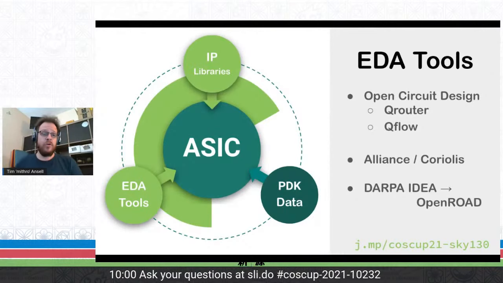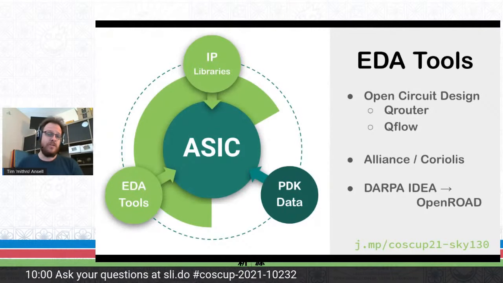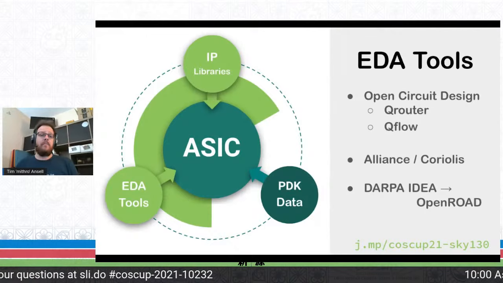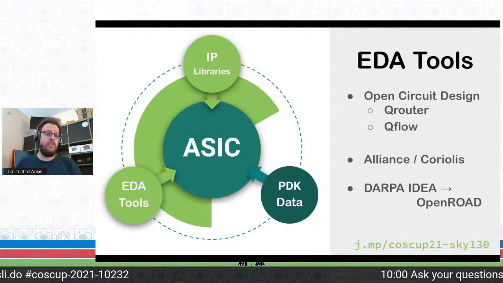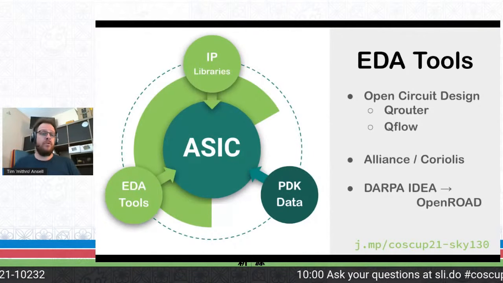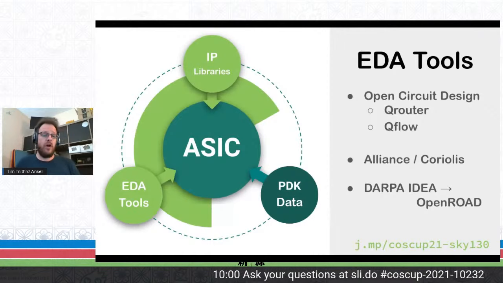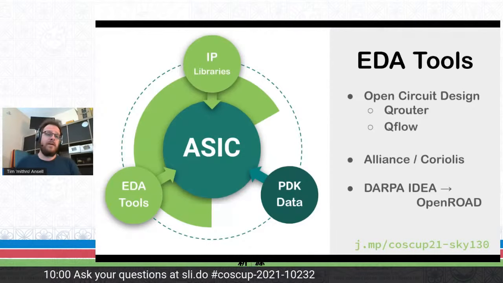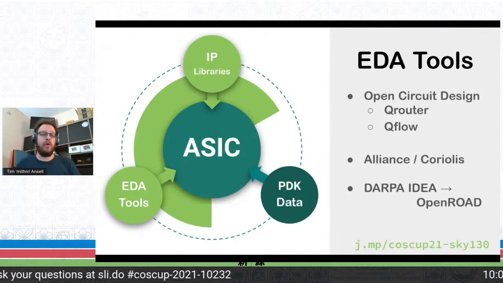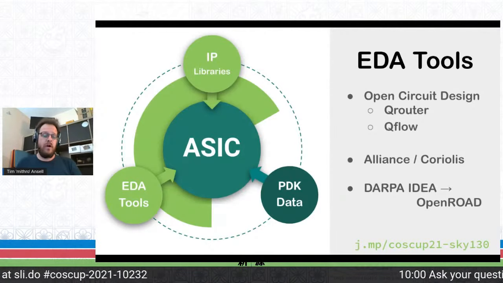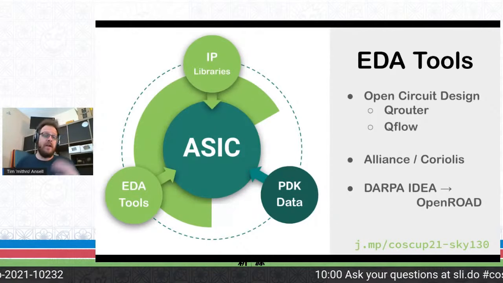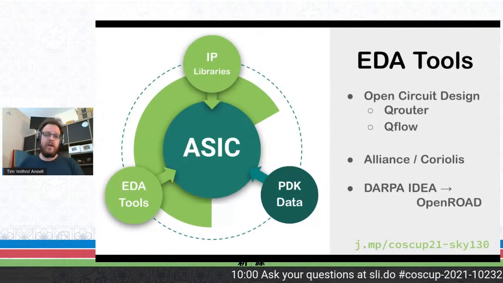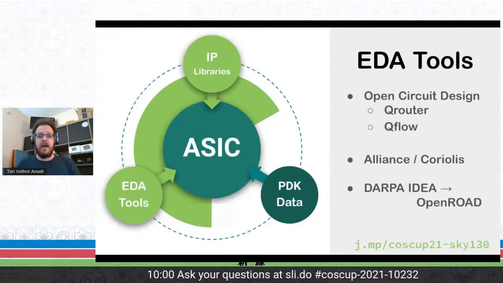It turns out there's also been open source EDA tools for a long time. If you go and look at Tim Edwards' Open Circuit Design, there's also the Alliance and Coriolis flow from the French university. And DARPA has recently funded this IDEA program, which has developed OpenROAD. So there are EDA tools that enable you to create open source ASICs.